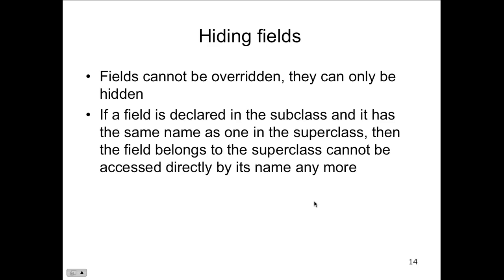They can only be hidden. These fields are the data members, by the way. Field is another word for data. If the field is declared in the subclass and it has the same name as one of the superclass fields, then the field belongs to the superclass. It cannot be accessed directly by its name anymore. Makes sense? You've changed the meaning of the name. You've gotten rid of the inheritance, essentially.